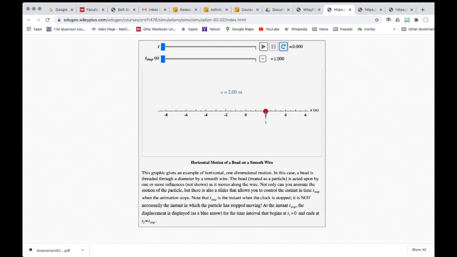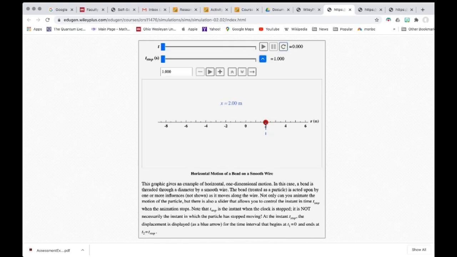Now let me reset, and with this little drop-down menu, I can change when t-stop is. I'm going to change it now to 3 seconds. So now the time interval is going to start at t equals 0 and end at t equals 3. Let's observe the motion.